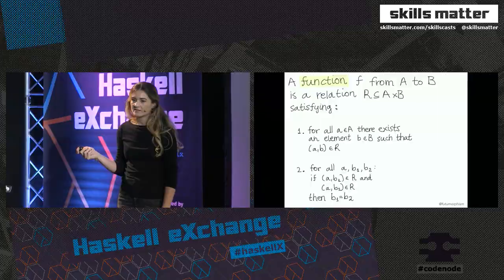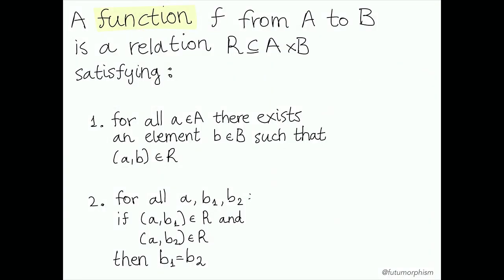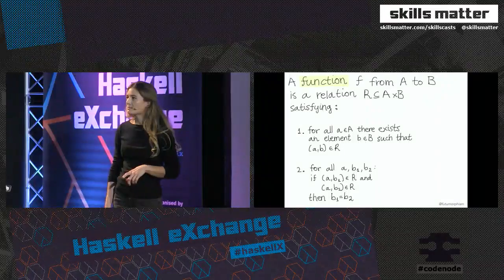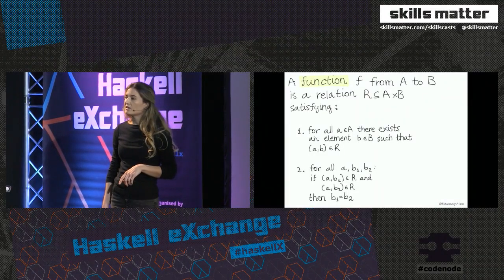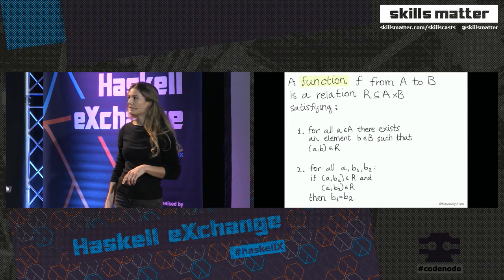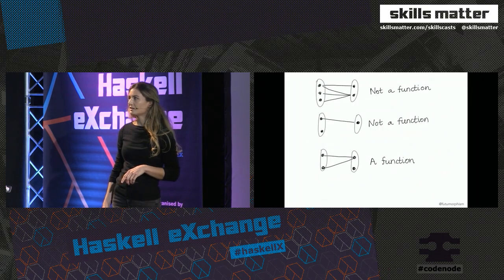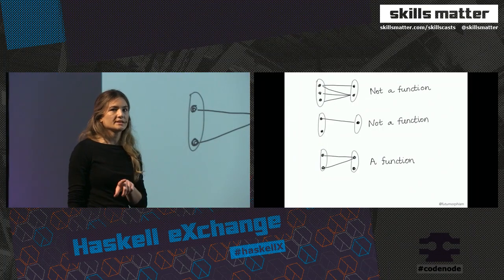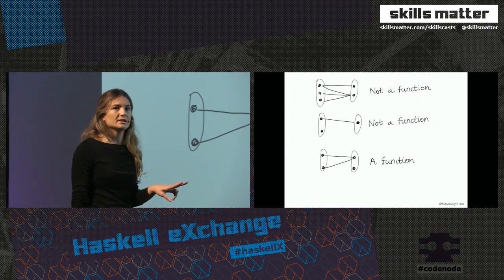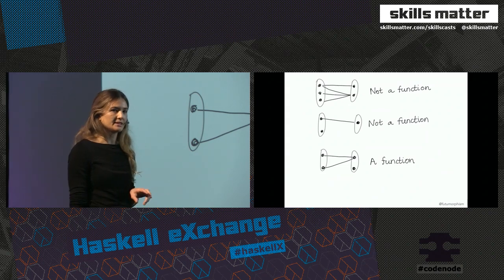Now a function is also a relation with two extra properties. So one, if a function is from A to B, is that every A is mapped to something in B. And the second property is that every A is mapped to a single B. So this is what a relation looks like if it is a function. It's like the third example is a function. The first two examples break the properties.